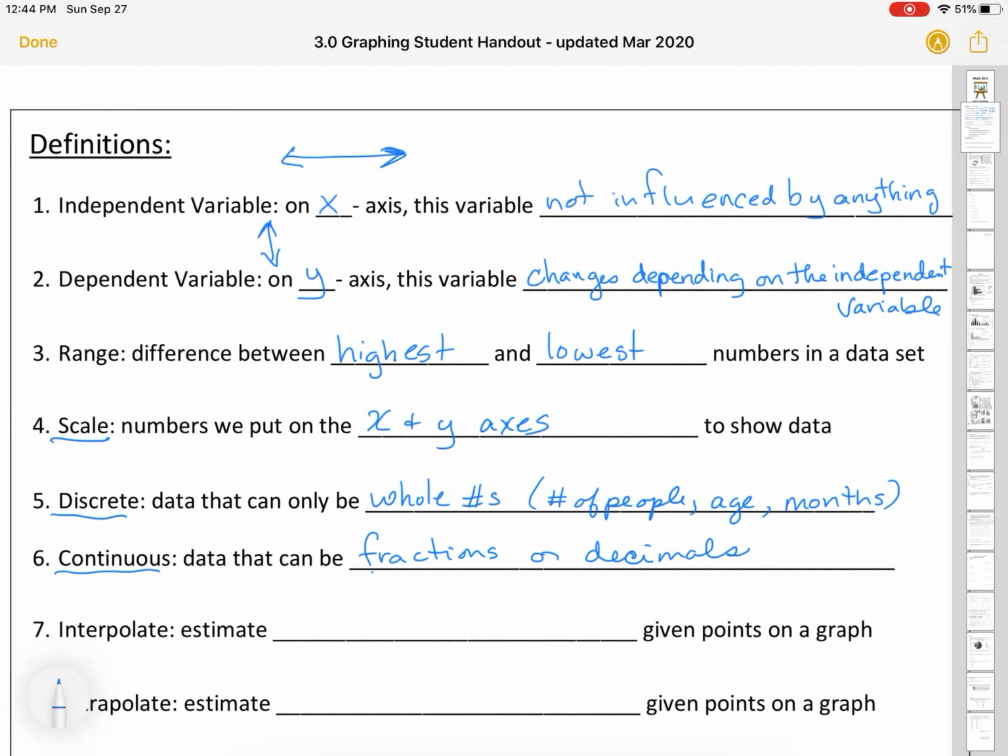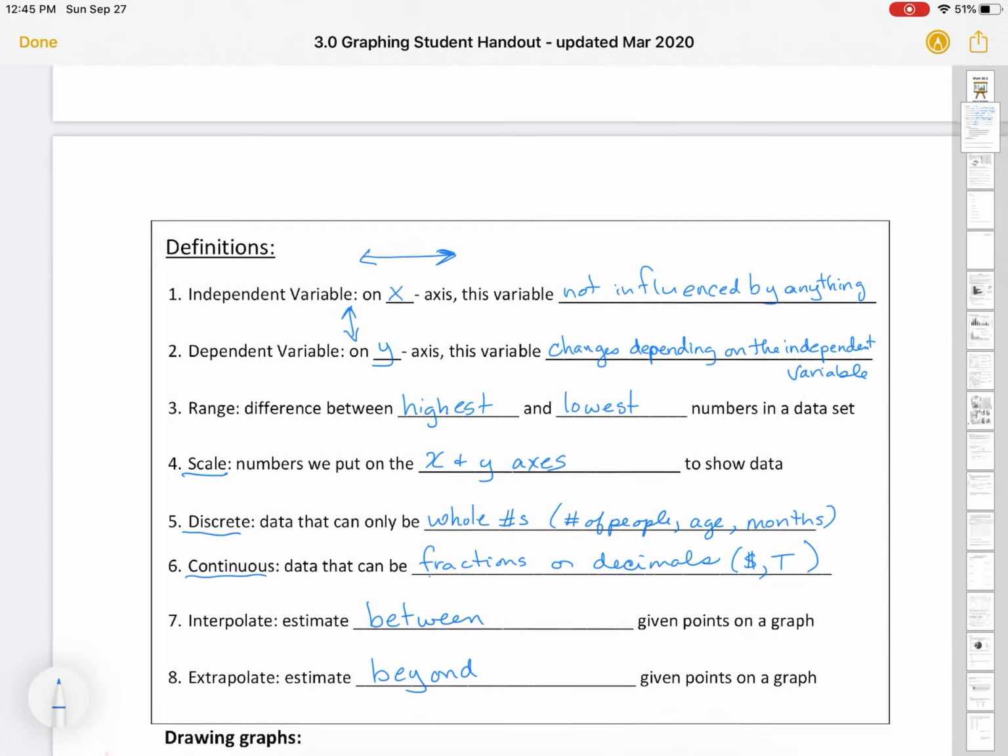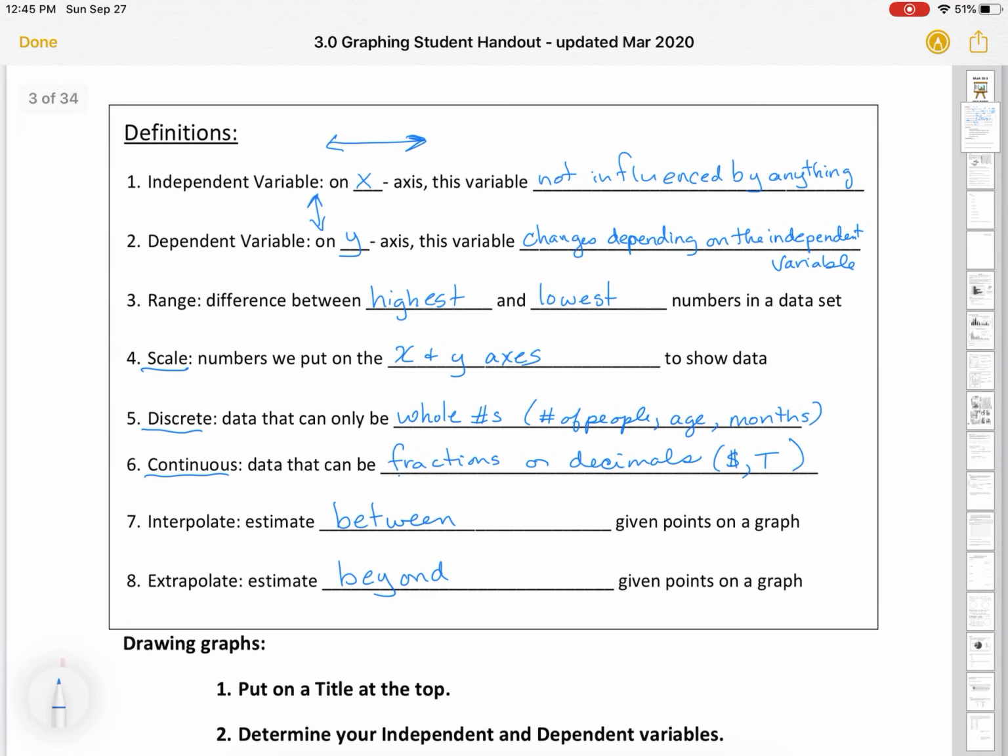So money, temperature, you can have half a degree, anything that you can do that can be a part, okay? To interpolate means we're estimating between points on a graph, and to extrapolate means we're going to estimate beyond the graph. So if we have a graph, I'll draw it over here.